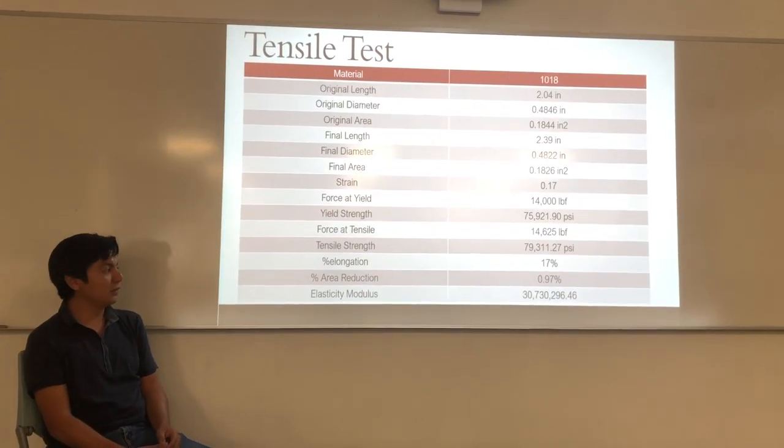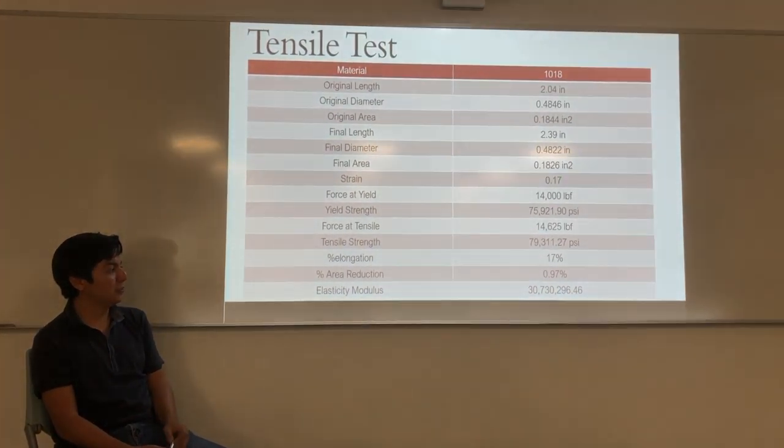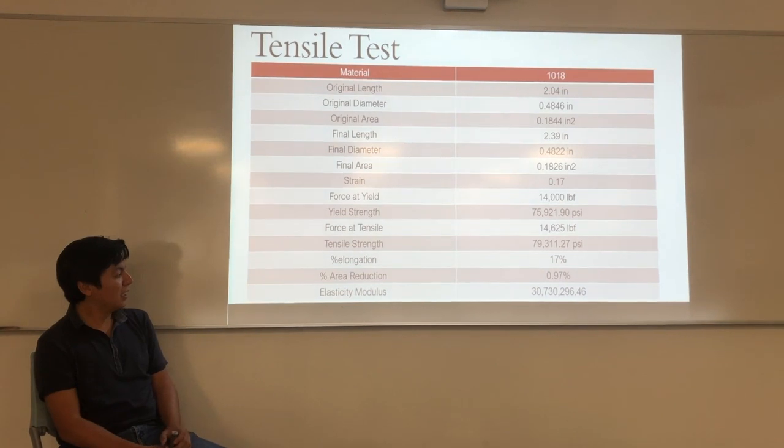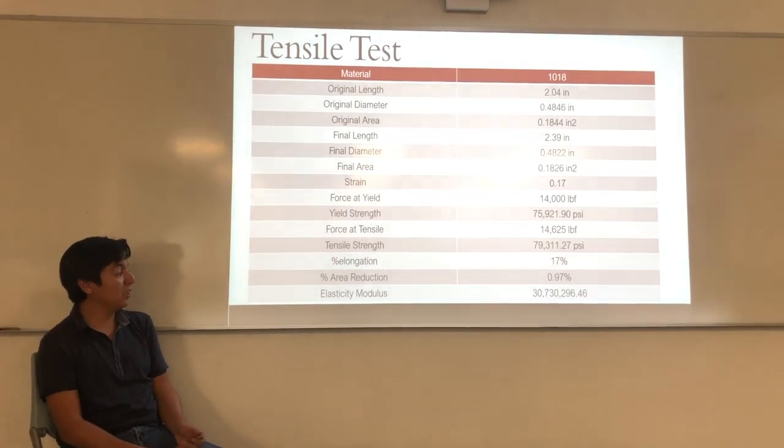The percentage of elongation was 17%, the area reduction was 0.97%, and we have a high elasticity modulus, which means our material is not elastic.